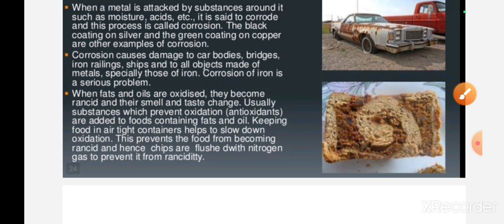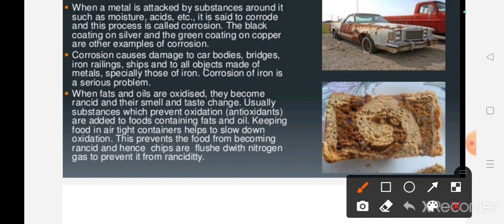When fats and oils are oxidized, they become rancid and their smell and taste change. Usually substances which prevent oxidation, called antioxidants, are added to foods containing fats and oil. Keeping food in airtight containers helps to slow down oxidation. This prevents the food from becoming rancid.